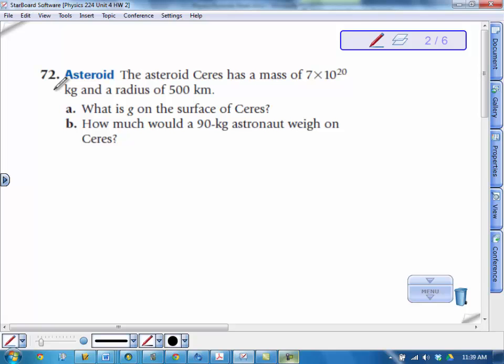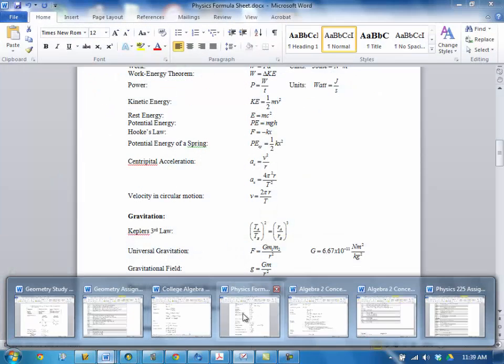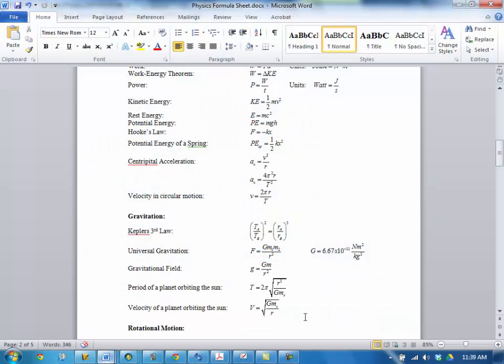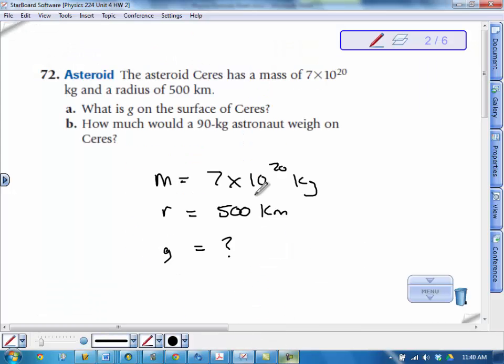Okay, next question, 72, is an asteroid on Ceres has a mass of 7 times 10 to the 20 kilograms and a radius of 500 kilometers. And it wants to know what is g on the surface. Okay, so we're going to look at our formula sheet again and try to determine what formula to use. So here's our options. We've got the period, we've got the velocity. It might be helpful to write down what you have. You're given the mass and the radius, you're looking for g.